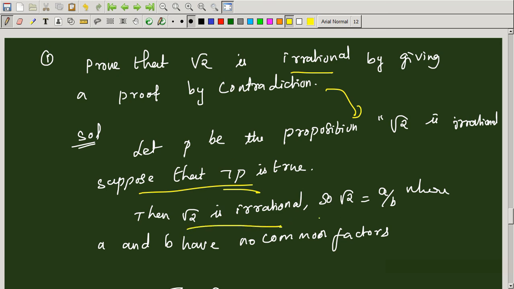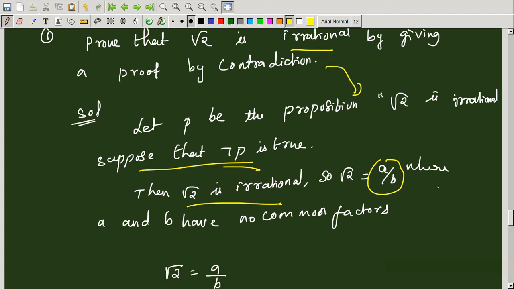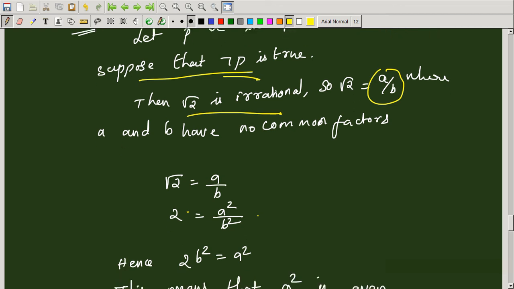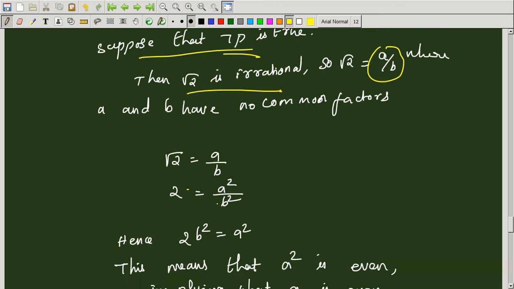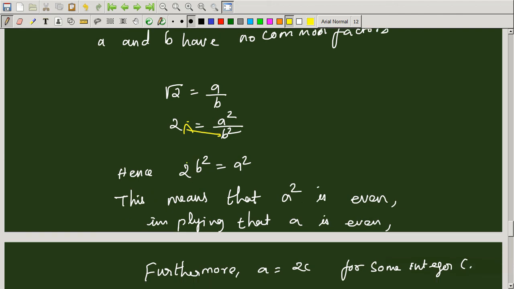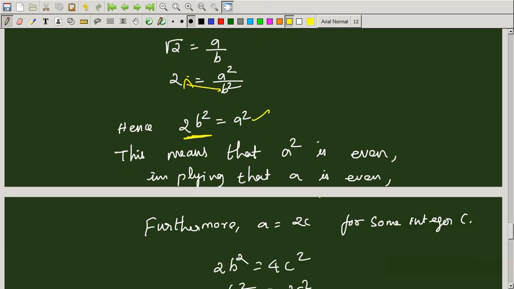So what is a rational number? How to denote a rational number? A by B, where B is not equal to 0 and there is no common factor. So that's why I am introducing this. And root 2 is nothing but A by B. Taking the square on both sides, you get 2 is equal to A square by B square. And cross multiplying this, 2B square will come. This means A square is nothing but even, which implies A is also even.